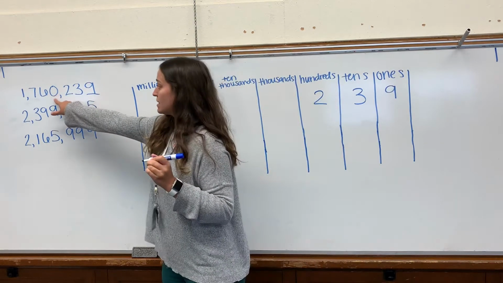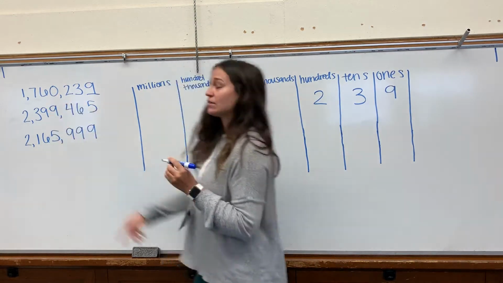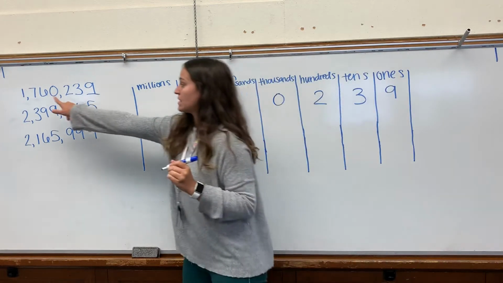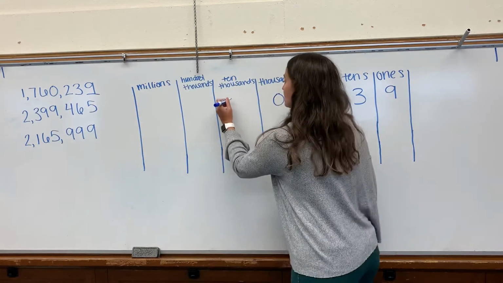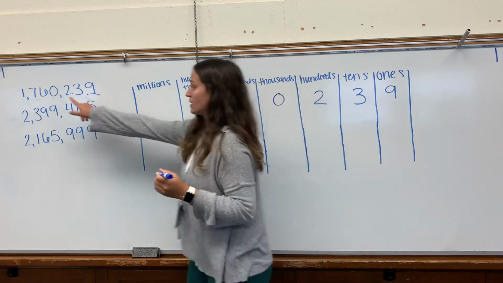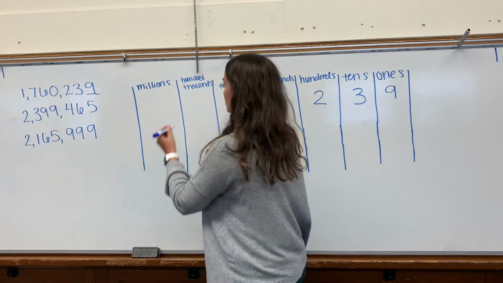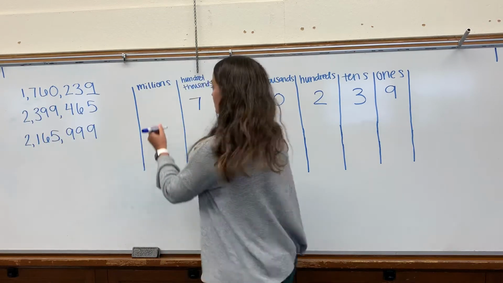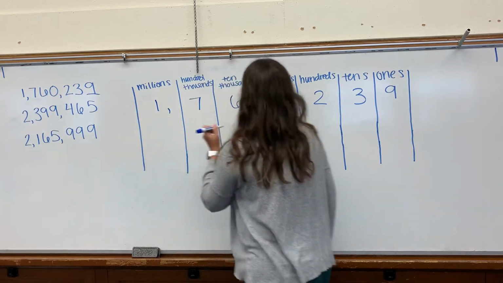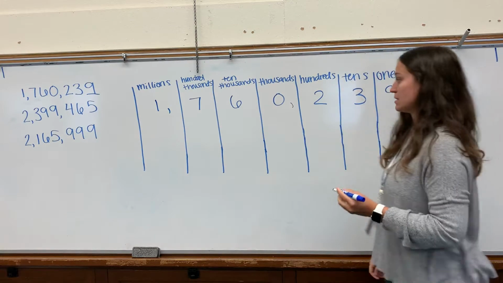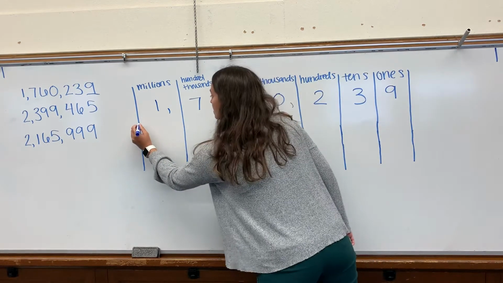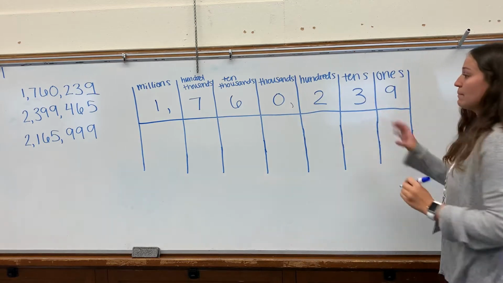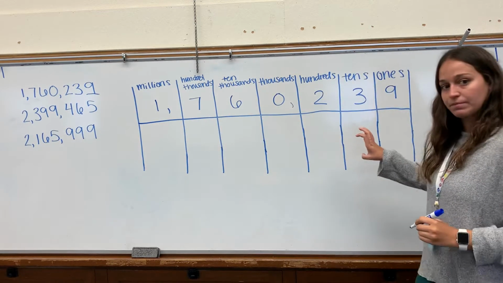The next place is the thousands place. There's a 0. There are 0 thousands, so I put a 0 here. The next place is a 6 in my 10,000s place. The next place is a 7 in my 100,000s place. And then I have a 1 in my millions place, okay? And I'm also going to add my commas. So that is my first number. And I'm going to put a line here because I'm going to add my next number right underneath it, okay?